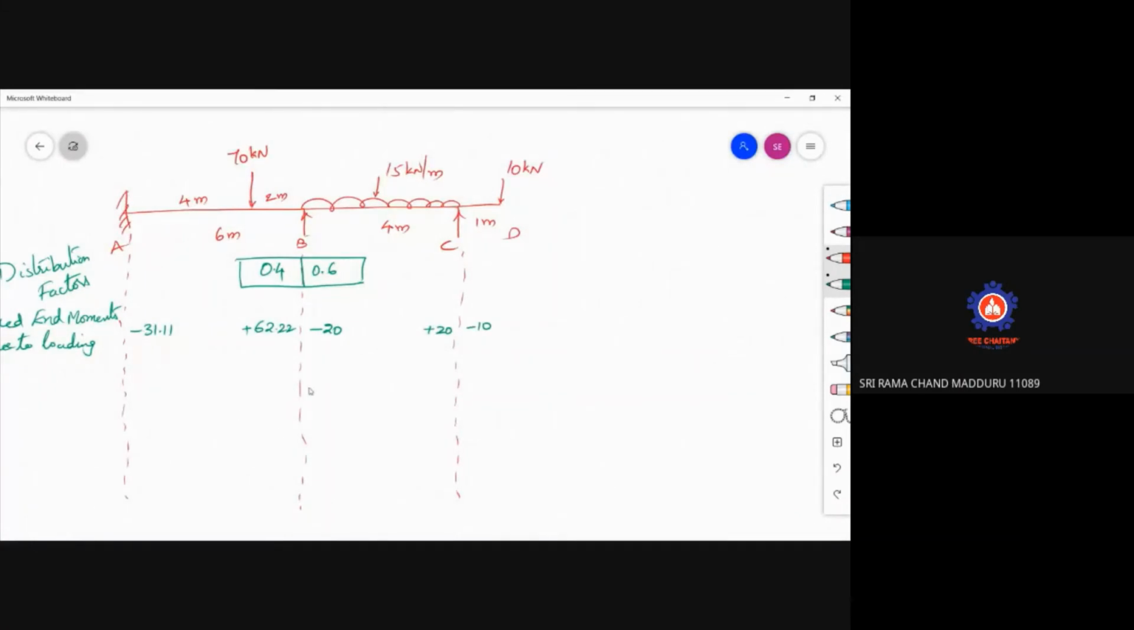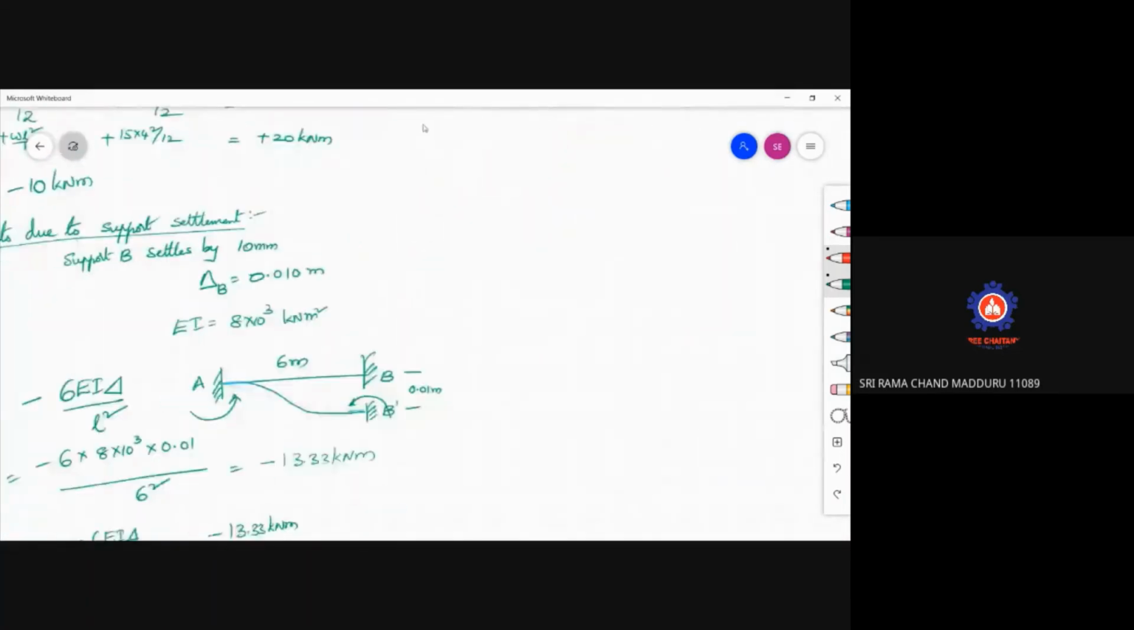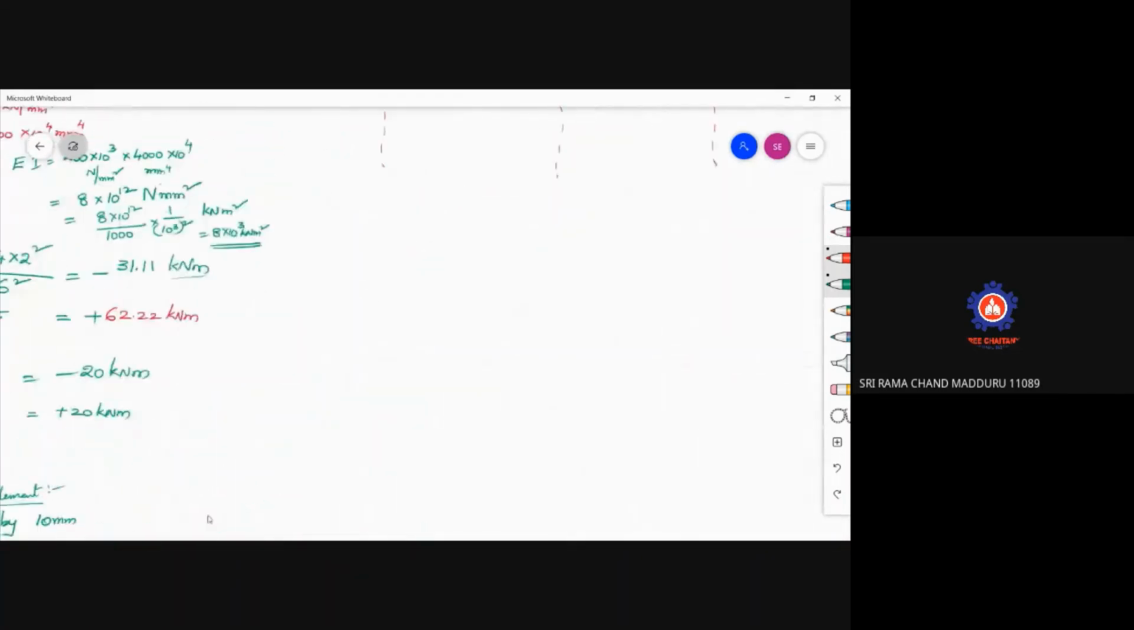Now the next step that you remember in this case is, along with the fixed end moments due to loading, there are fixed end moments due to support settlement. So here, due to support settlement, what are the moments that are available? Just check the problem. Support settlement, first one, MFAB is minus 13.33.